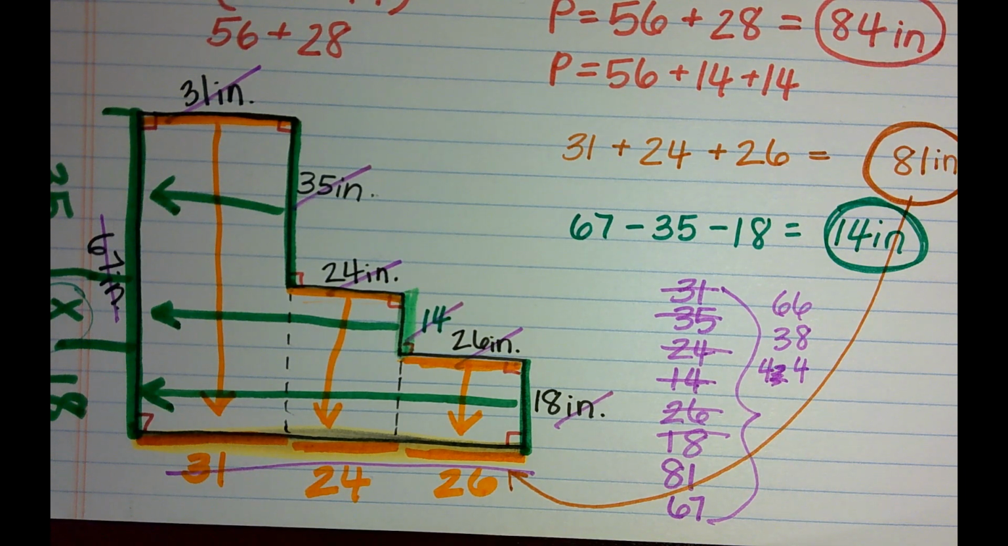Okay, 66. You got 266? Is that right? 296. What am I missing? Okay, so 31 plus 35 plus 24 plus 26 plus 18.